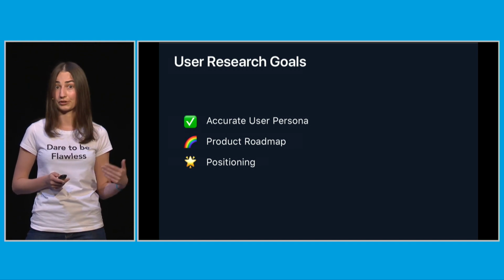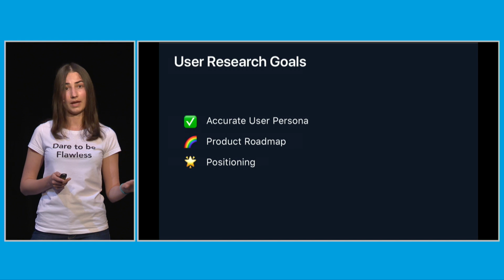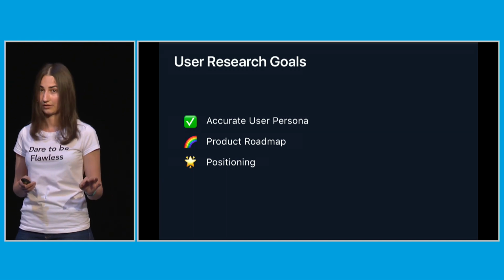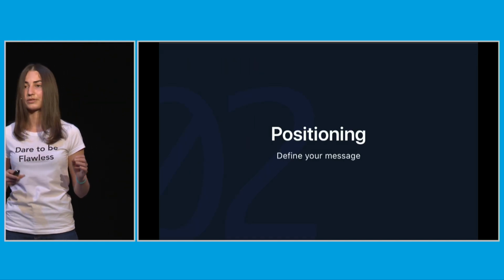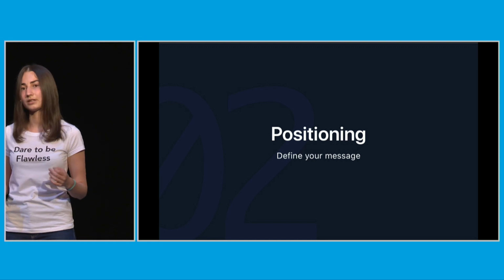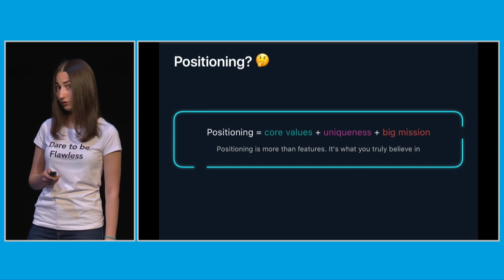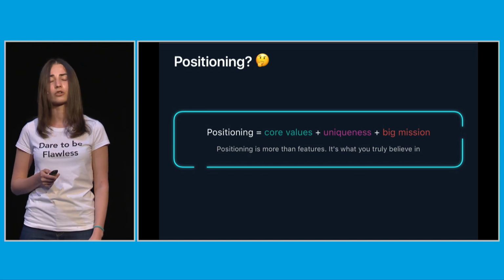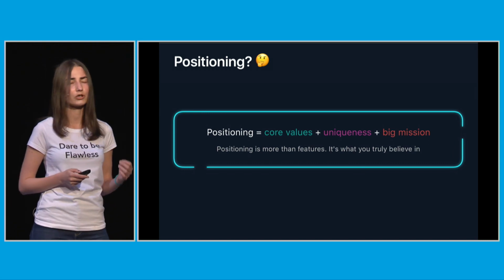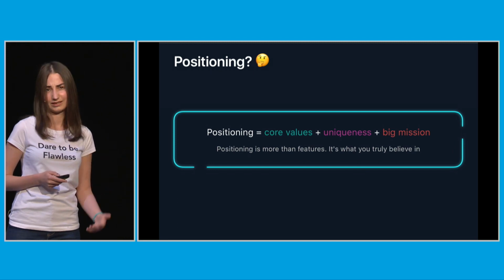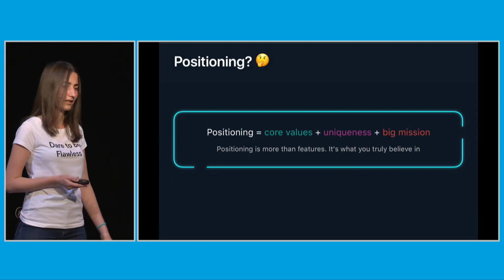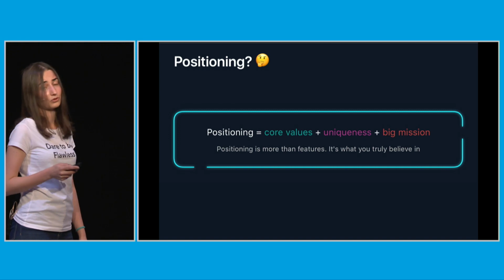So what is your product roadmap? And you will be able to craft your message. It's a core positioning, something which will speak to the user's heart. Positioning is about who you are. It's your core values, your uniqueness, and your big mission. It's more than just a list of features or brand message. It's something which you truly believe in.